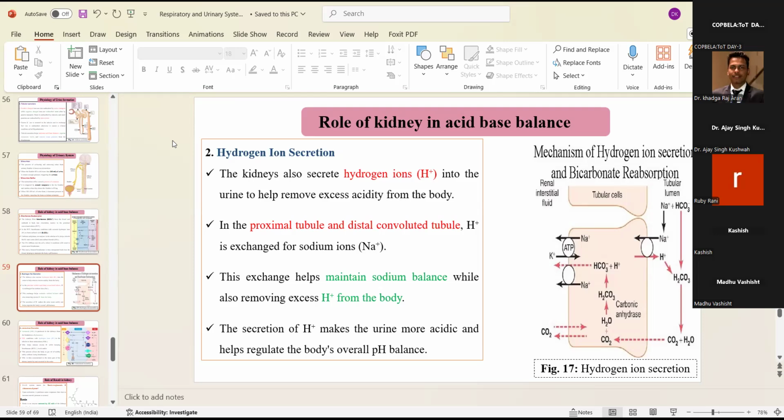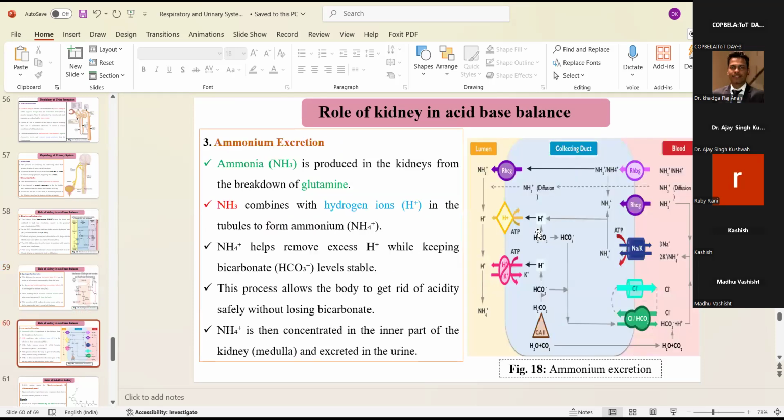So here you can also see in the diagram this hydrogen exchanging with the sodium, and that helps in the removal of excessive free hydrogen from the body, which helps to maintain body pH.